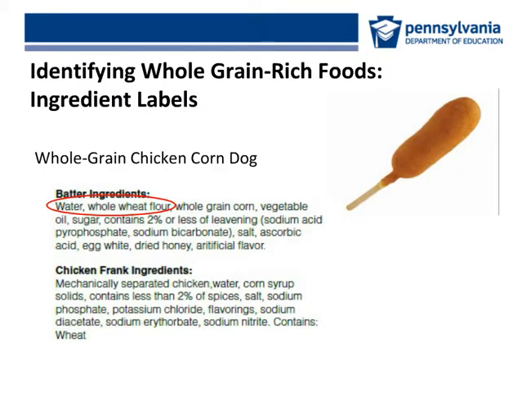Our next example is a chicken corn dog, and this label is nice because it separates the grain portion from the meat portion of the product. You'll see under the batter ingredients that water is the first ingredient. So remember, when water is the first ingredient, the next ingredient must be a whole grain. And in this case, our next 2 ingredients are whole grain wheat flour and whole grain corn. These are the only 2 grain ingredients, and both are whole grains, so this product is creditable as whole grain rich.